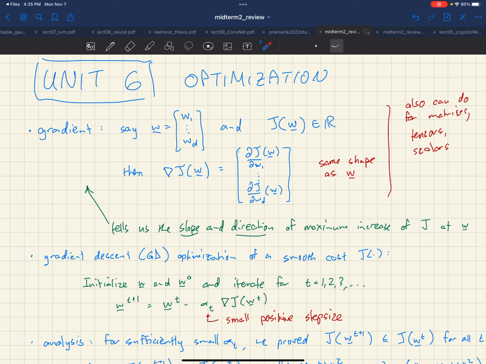A few things we talked about: number one, if your cost is not smooth, meaning there are locations where you cannot compute a gradient, then this would not be a good approach to use because you just can't compute the gradient there. We also said there are a few things to worry about. If you start, let's say, at a global maximum or even a local maximum, because the gradient is 0 there, you will never move from your initialization because this will be 0 for all time steps.